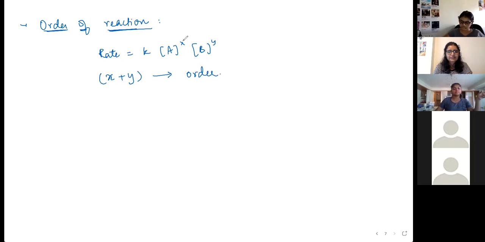So it's basically the sum of the exponents. Whatever number you get, that is basically the order of the reaction. So you have something called zero order reaction, first order reaction, second order reaction, third order reaction. If it doesn't depend on the concentration of reactants at all, if X is zero, Y is zero, Z is zero, then you get zero order reaction. Suppose it depends only on the concentration of only one reactant, let's say X is one, Y is zero, the overall X plus Y is one. So that's called first order reaction. That way.